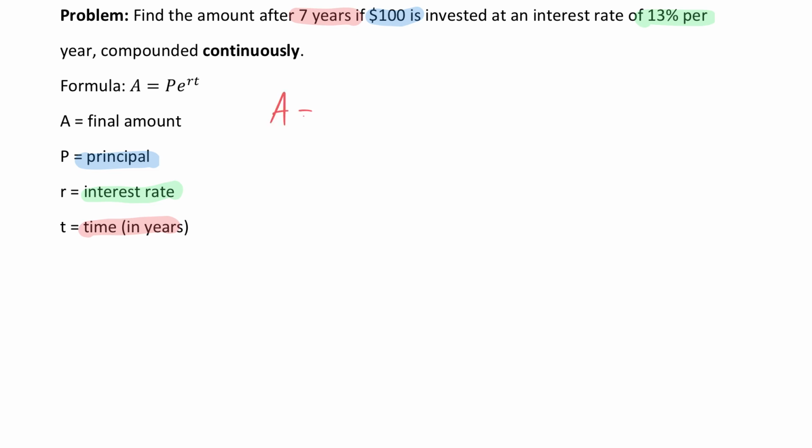That means A equals 100 e to the power of, well, the interest rate is 13%, so we should put that as 0.13. And the time is 7 years times 7. Now again, on your calculator, you might need to put that power in brackets just so it works out properly. You should get $248.43.